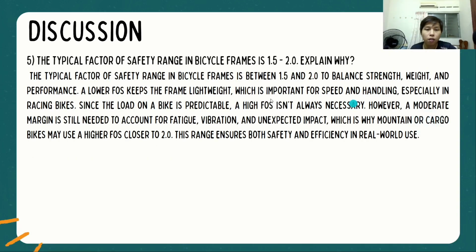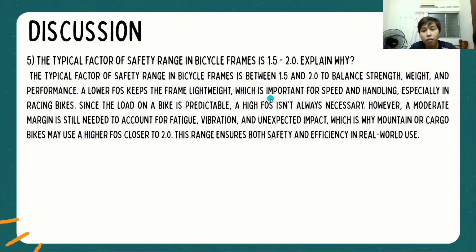For the last question, the typical factor of safety range in a bicycle frame is 1.5 to 2.0. Explain why. Our answer is that the typical factor of safety range in bicycle frames is between 1.5 and 2.0 to balance strength, weight, and performance.